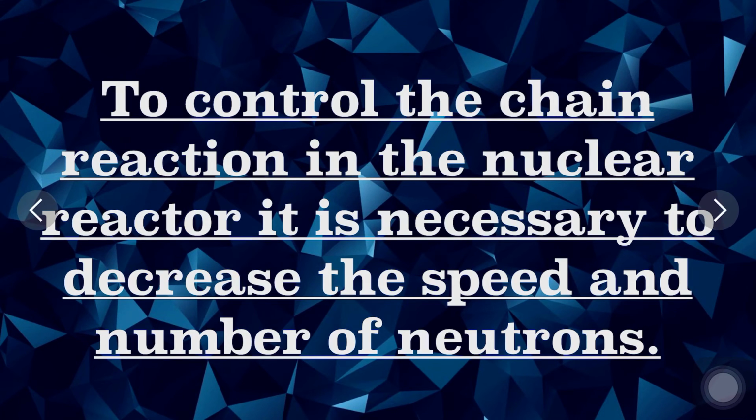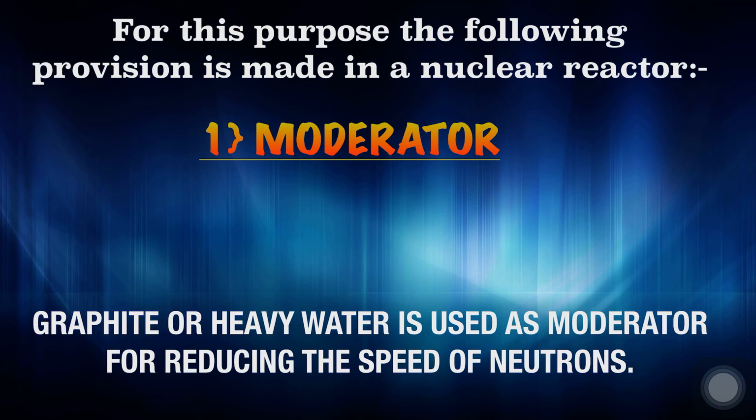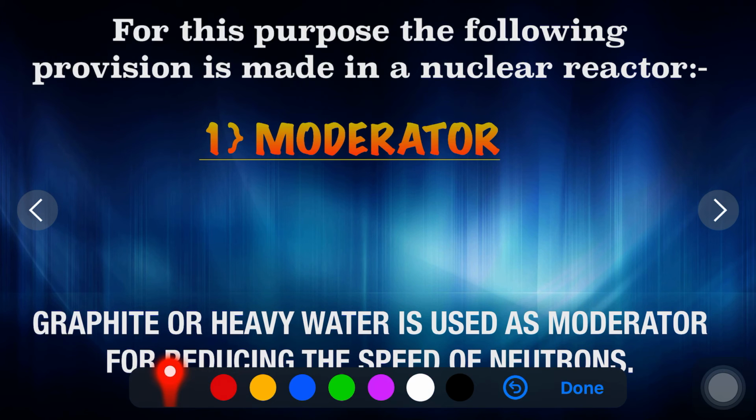So, to control the chain reaction in the nuclear reactor, since it is very speedy, it is necessary to decrease the speed and number of neutrons. For this purpose, the following provisions are made in a nuclear reactor. First one is the moderator. Graphite or heavy water is used as a moderator for reducing the speed of neutrons.